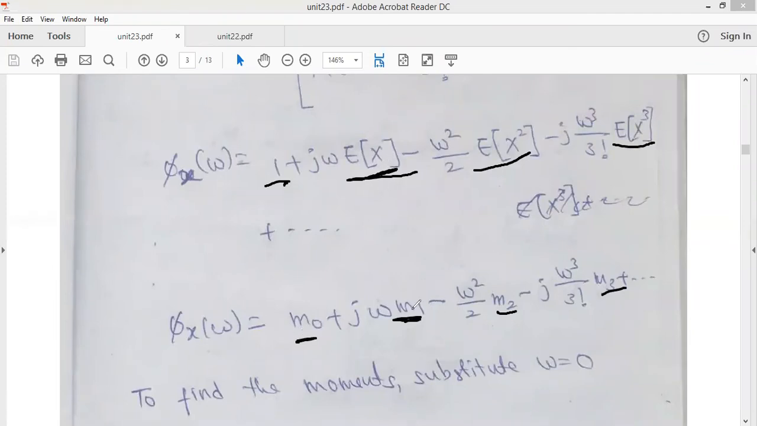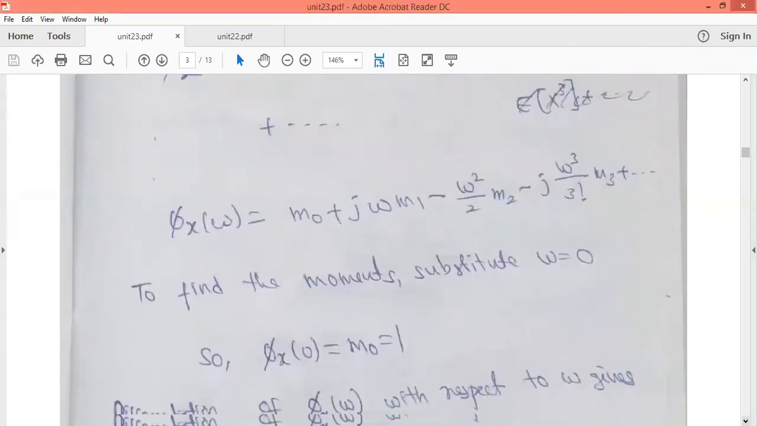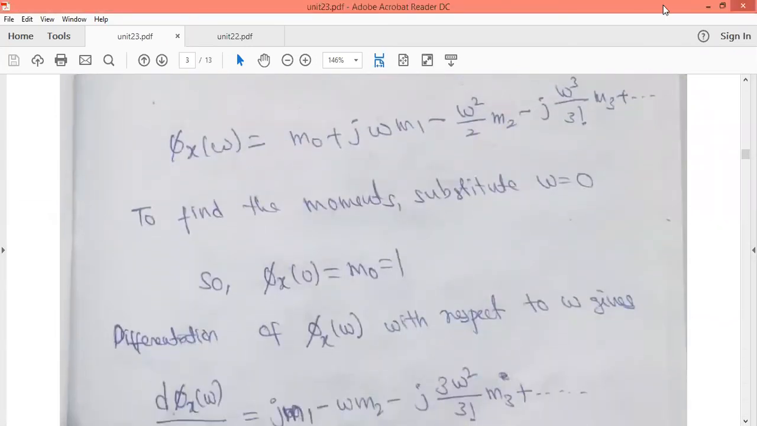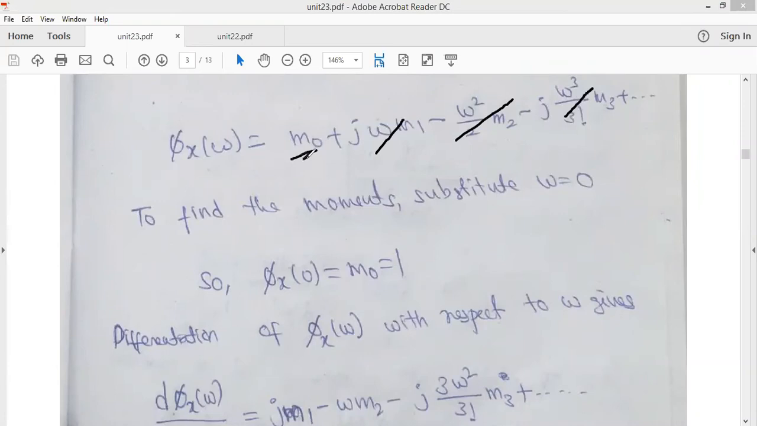Expectation of x will be replaced with m1. Expectation of x square will be replaced with m2. Expectation of x cube will be replaced with m3, like that. To find the moments, our aim is to find out what is m0, what is m1, m2, and so on. So to find the moment, first we will be substituting omega is equal to 0. If you substitute omega is equal to 0, all these terms will become 0, so we'll be having only the first term.